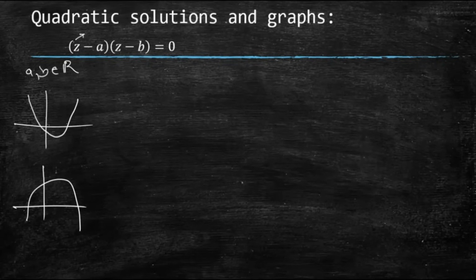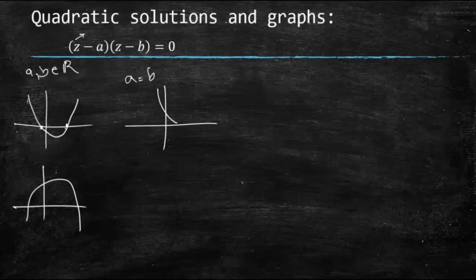So basically speaking, you'll have 2 roots on the x-axis. The graph cuts the x-axis at 2 points when a and b are real roots. And if a is equal to b and still they are real roots, then you know that it touches the x-axis because you have equal roots.